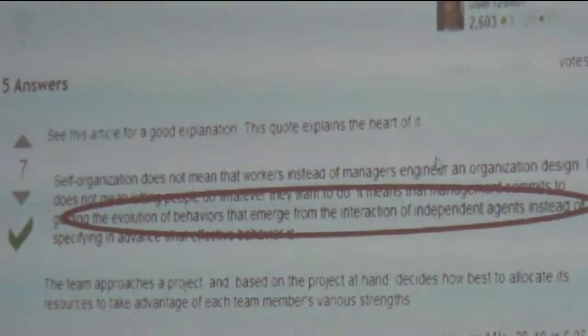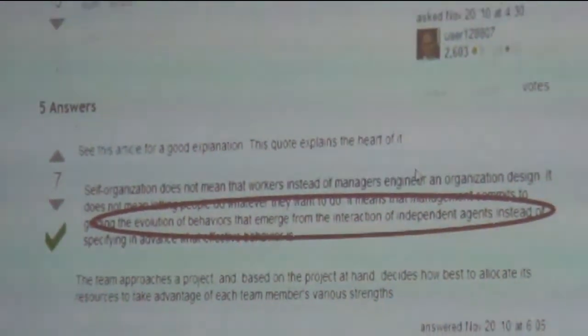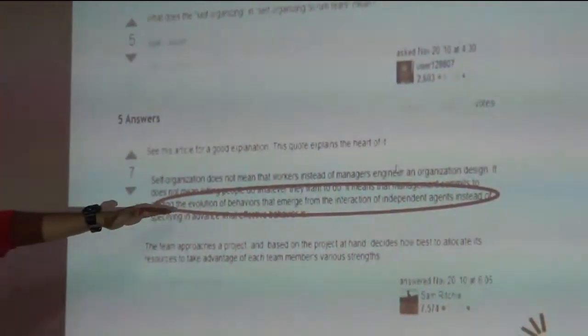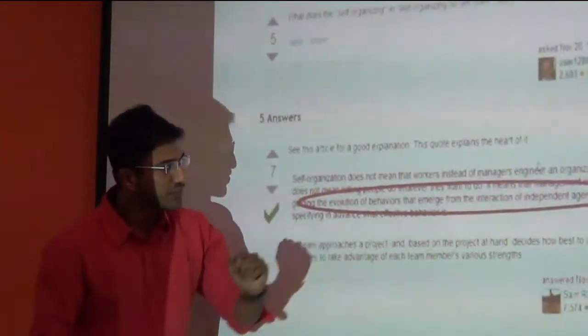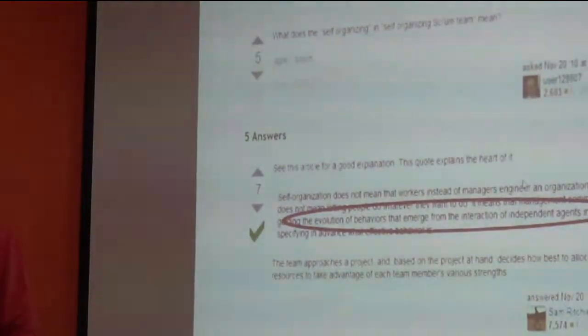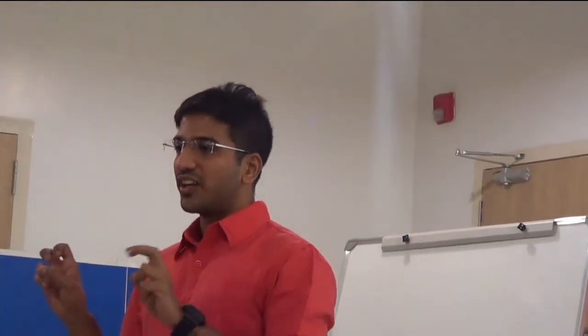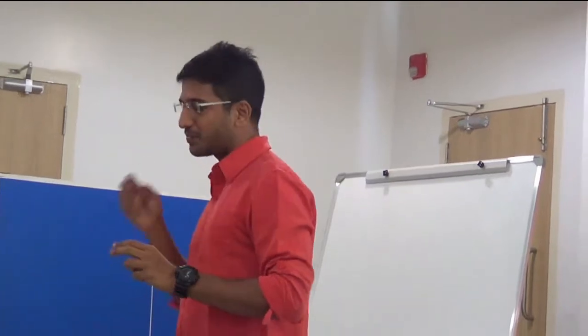That is also possible. So one of the questions which has the topmost answer says it's the evolution of behaviors that emerge from the interaction of independent agents. Which means it says that a self-organizing team is an evolving behavior. So now again the question is, what do you mean by an evolving behavior, right? All these things have been the fundamental driving factor for me to really understand what these self-organizing teams are.